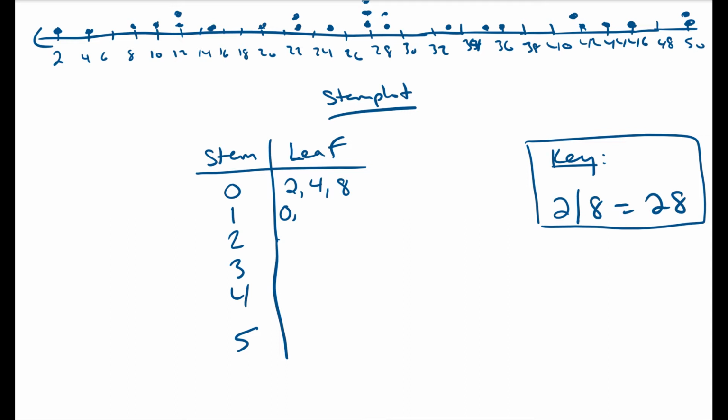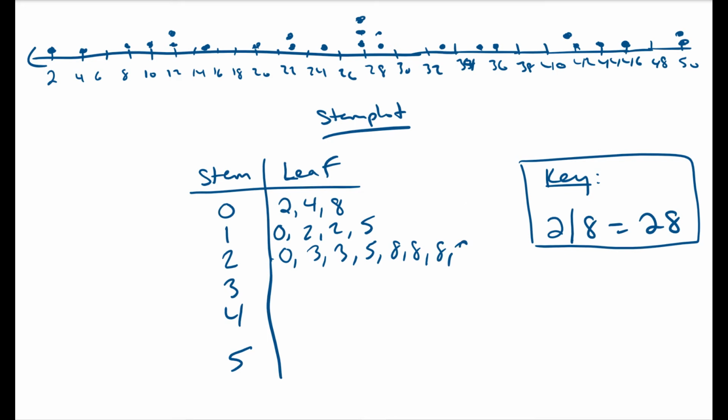Let me do this so we can tell the difference. For the stem of 2, we have 0 for 20. We have two 23s, so two 3s. We have a 25, and we have three 28s, and we have two 29s.